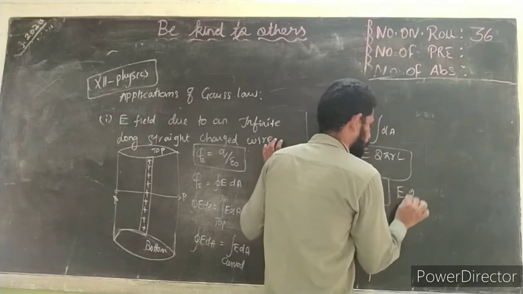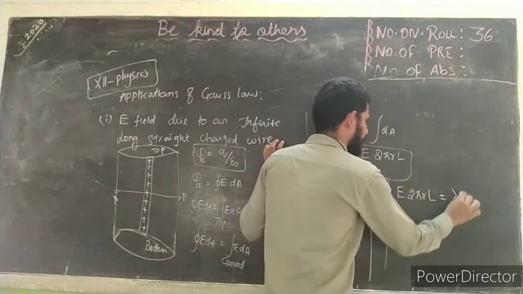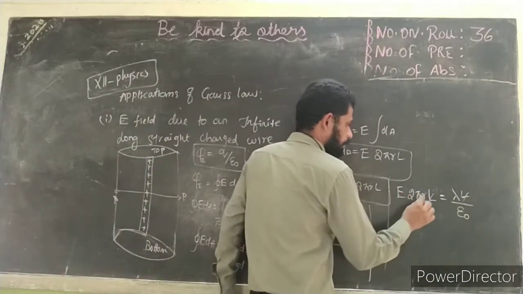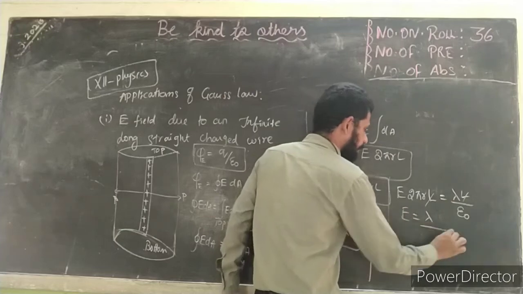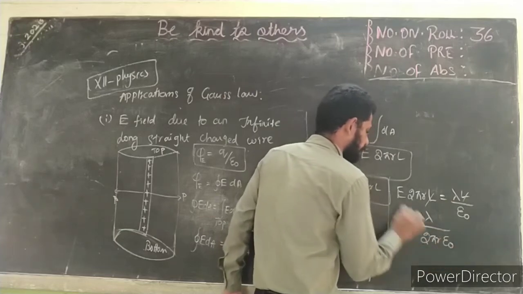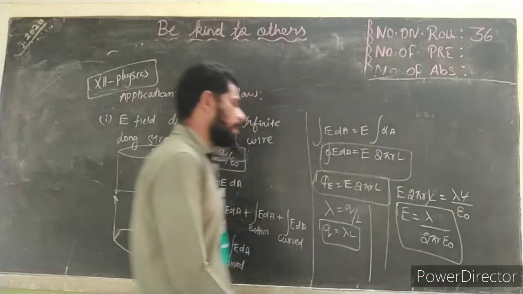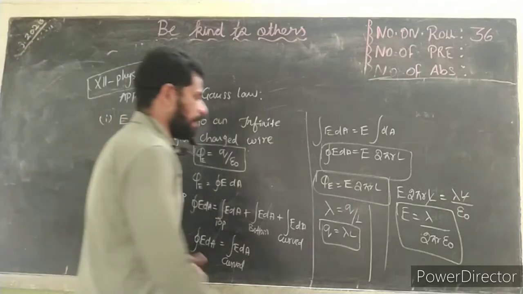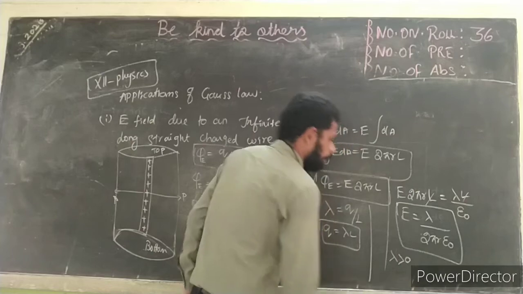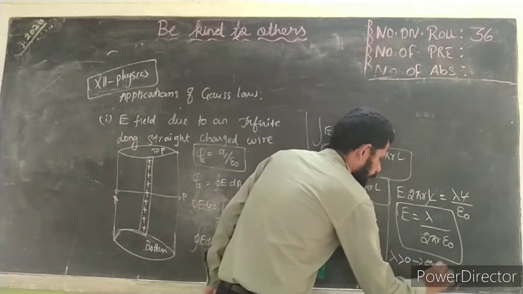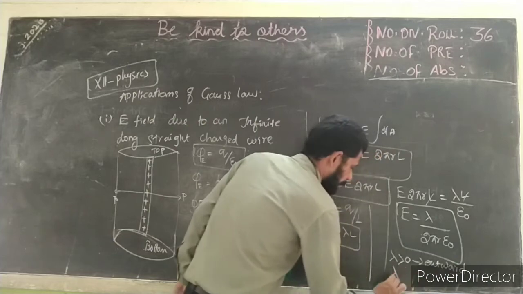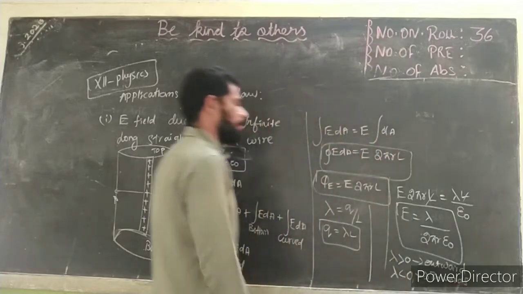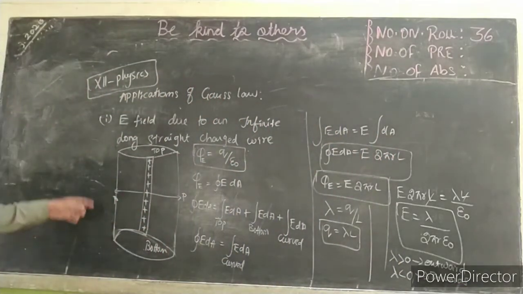Now substituting here, phi is E 2 pi R L, which will be equal to lambda L by epsilon naught. L will be cancelled. So E will be equal to lambda by 2 pi R epsilon naught. This is the electric field due to an infinite long straight charged wire. When lambda is greater than 0, the electric field will be pointing outward. When lambda is less than 0, it's always pointing inwards.